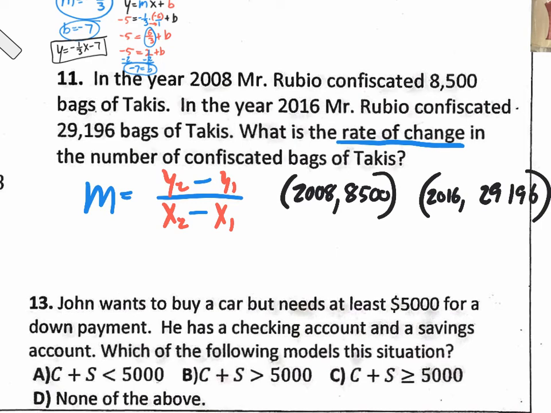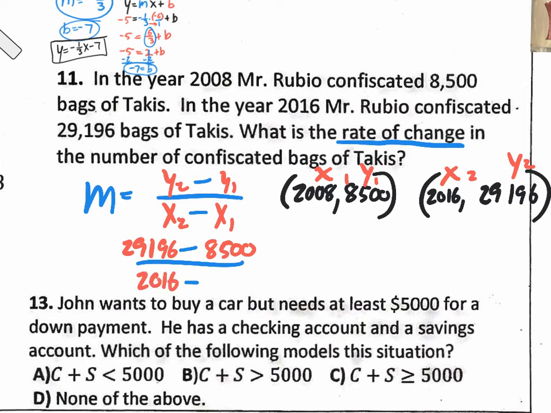So we're going to use the slope formula. We're going to plug in our values. We're going to label them x, y, first point, second point. So we end up with 29,196 minus 8,500. And on the bottom, x2 is 2016. X1 was 2008. When we do the math, of course, use a calculator, on top we end up with 20,696 as the numerator, and the denominator, when you do 2016 minus 2008, that's obviously 8 years, right?